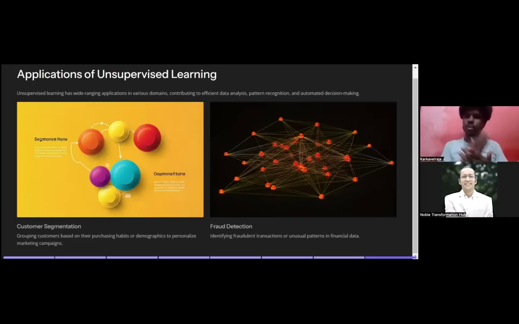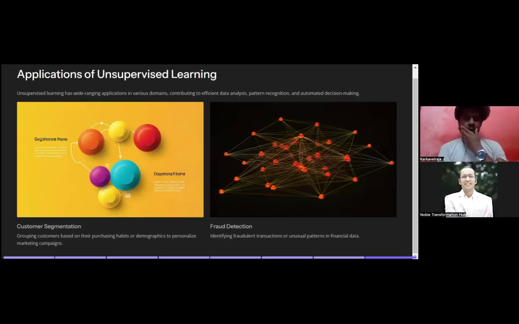Okay, anything that is related to AML, now all the domains need it. So let's see what are the applications that we are listing out in this slide. First is customer segmentation: grouping customers based on their purchase habits or demography to personalize marketing campaigns.